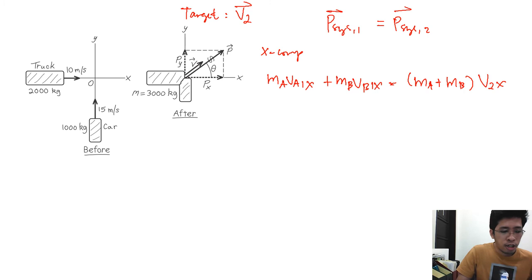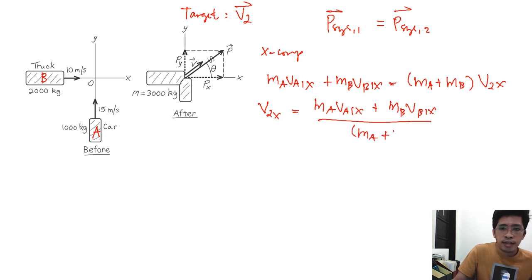Okay, so let's call the car mass A, and the truck mass B. And your V2x is just MA VA1x plus MB VB1x over MA plus MB. Since your car A has VA1x equal to 0, because it moves to the north and does not have an x component, this is just 0 here, and you can solve for V2x, which is equal to 6.67 meters per second.